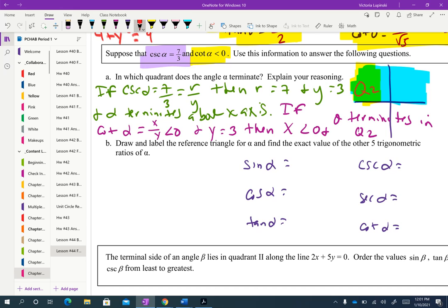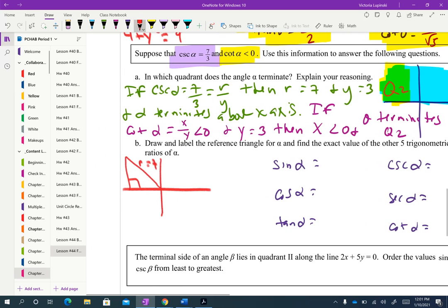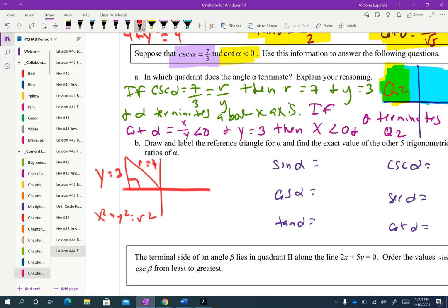You don't usually wind up in quadrant 1 that often because everything is positive, although it does happen. So over here, we're going to go ahead and draw a quadrant 2 triangle. What do we know so far? We know that r is equal to positive 7. We know that y is equal to positive 3. We know that x squared plus y squared is equal to r squared.